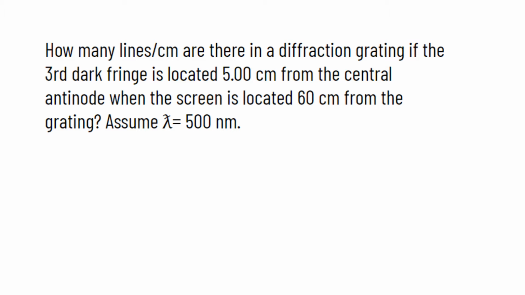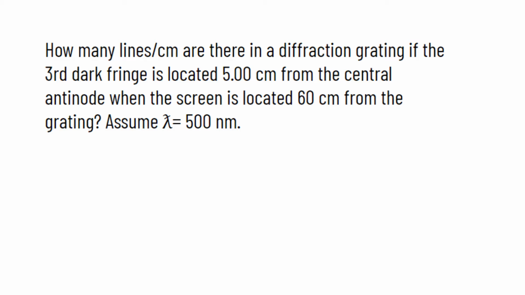Hey everyone, so today we're going to be looking at page 693 of your Physics 30 textbook, and we're going to look at practice problem 2 there in the bottom right hand corner. It asks how many lines per centimeter are there in a diffraction grating if the third dark fringe is 5 centimeters from the central antinode when the screen is located 60 centimeters from the grating. Assume that the wavelength is equal to 500 nanometers.